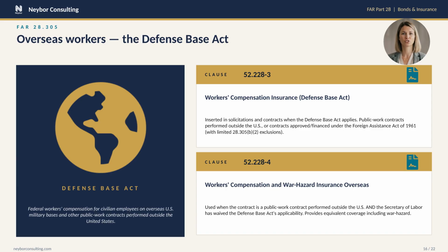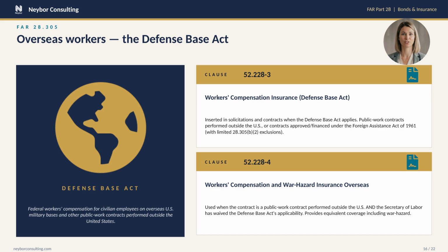On the right are the 2 operative clauses. Clause 52.228-3 is the standard one, workers' compensation insurance under the Defense Base Act. The contracting officer inserts it in any solicitation where the Defense Base Act applies. Most overseas public work contracts, and contracts financed under the Foreign Assistance Act of 1961, with narrow exceptions.